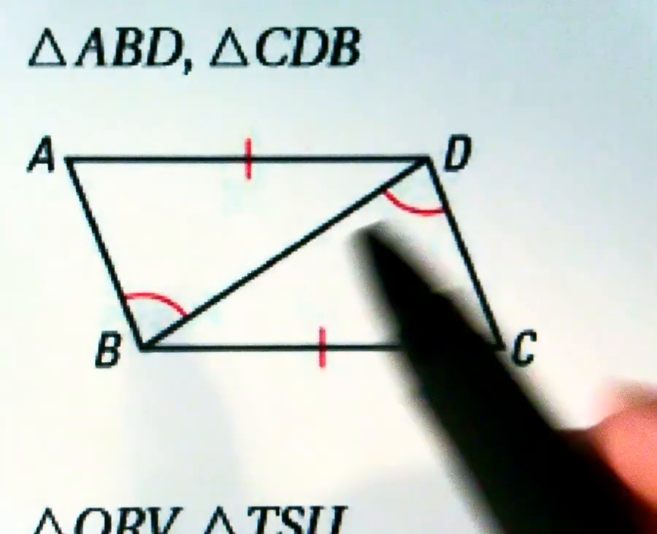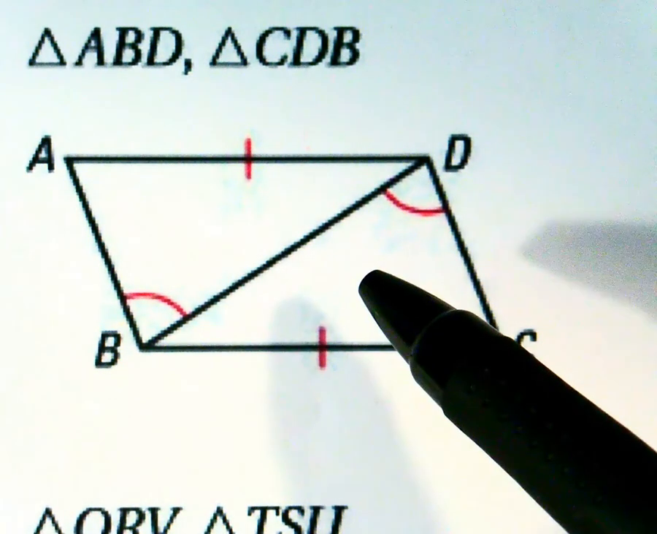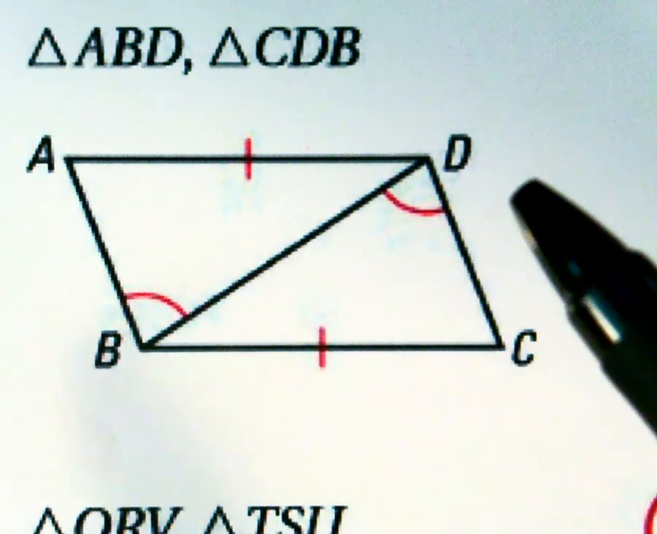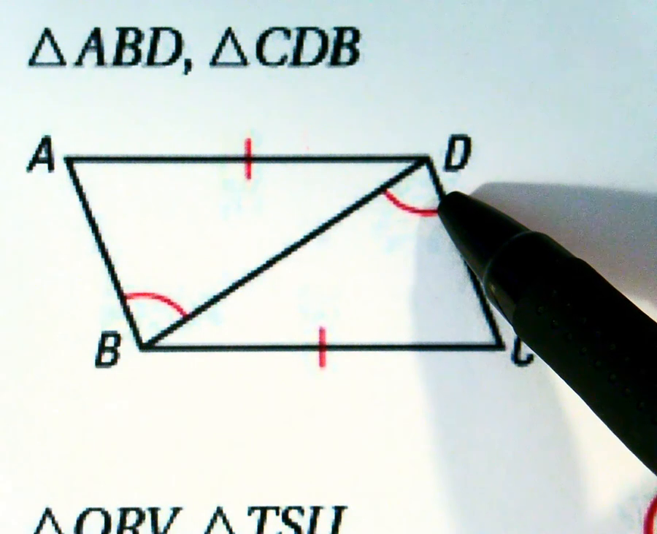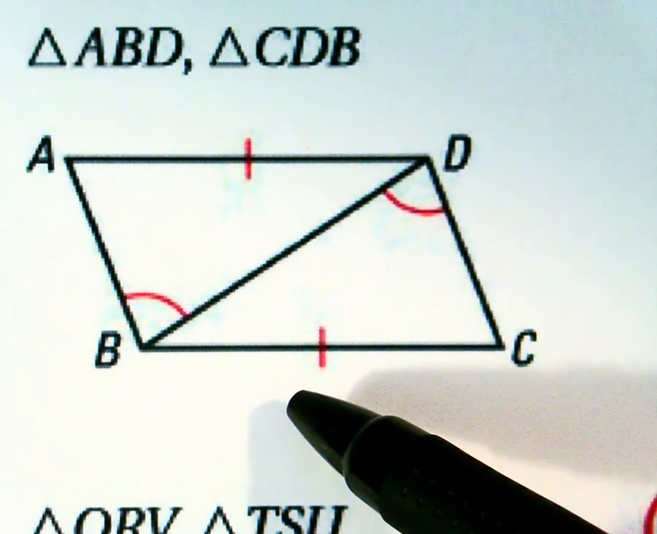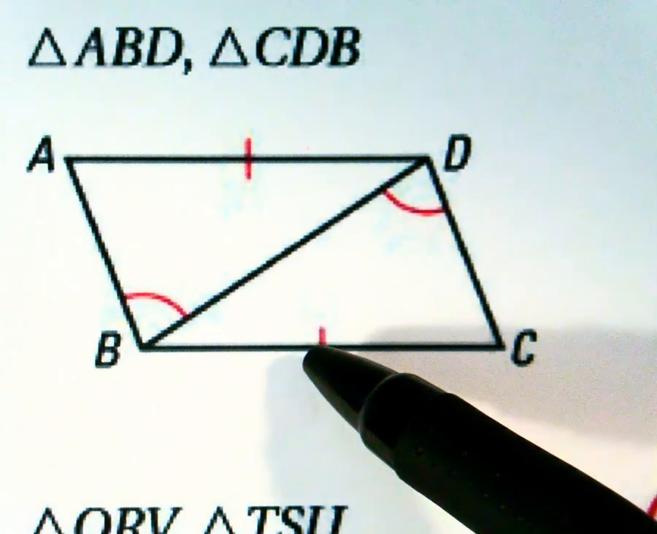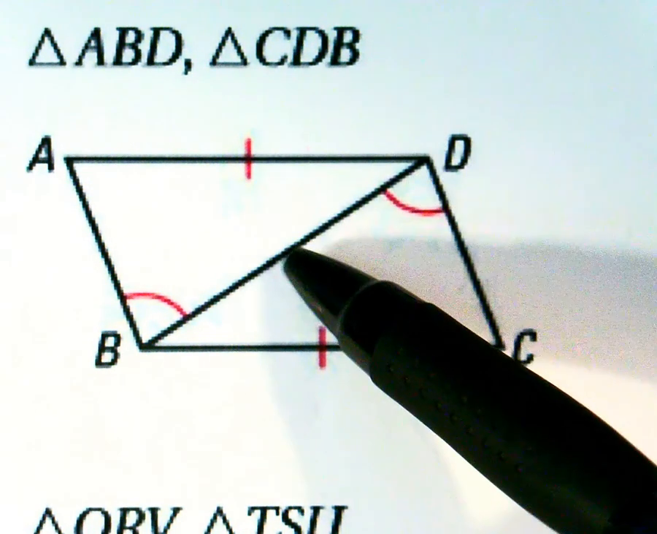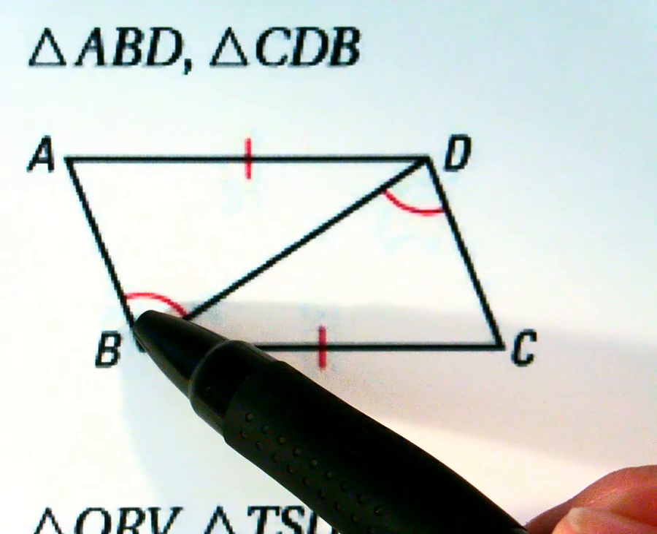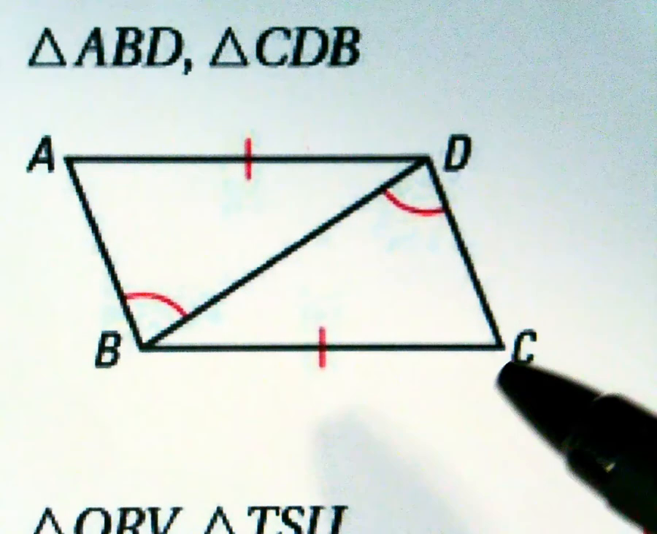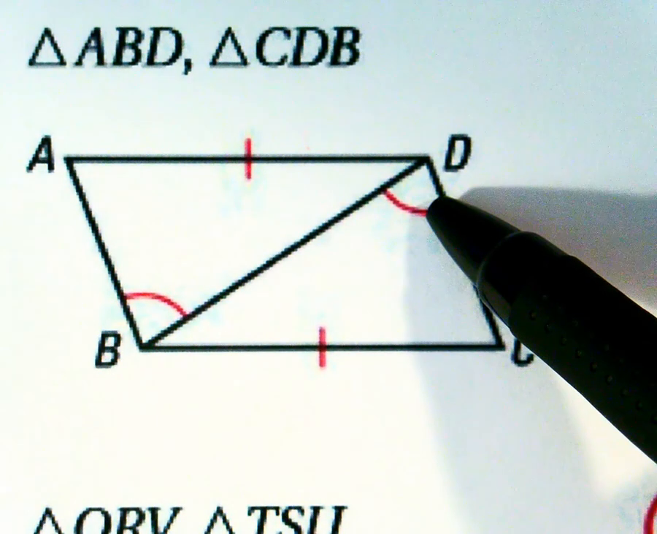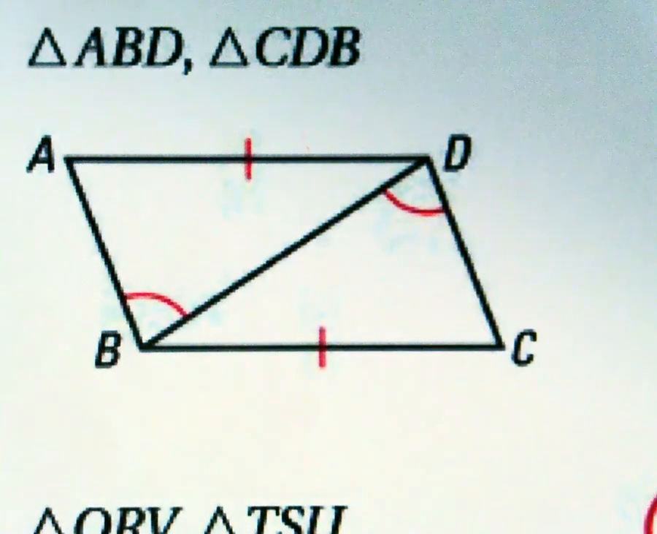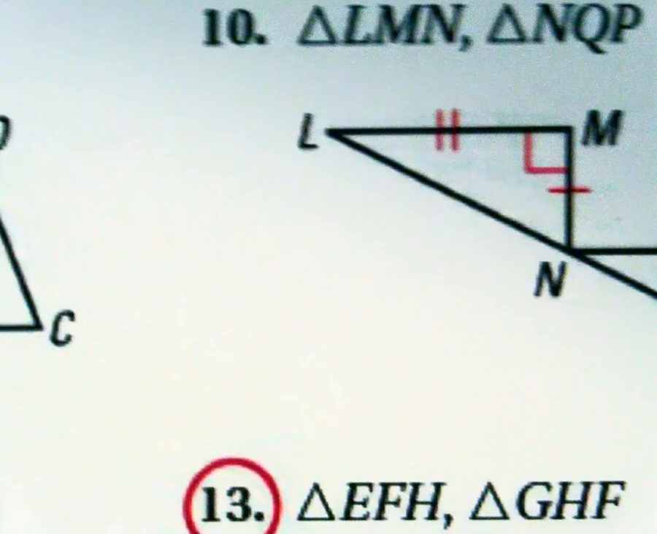Okay, so no, it's not. Why? Because the angle is not included. If we trace our pencil on this and say what it is, it would be side, side, angle, side, side, angle. It's not side, angle, side, because the angle is not included. These are not shown to be congruent. How about this one?